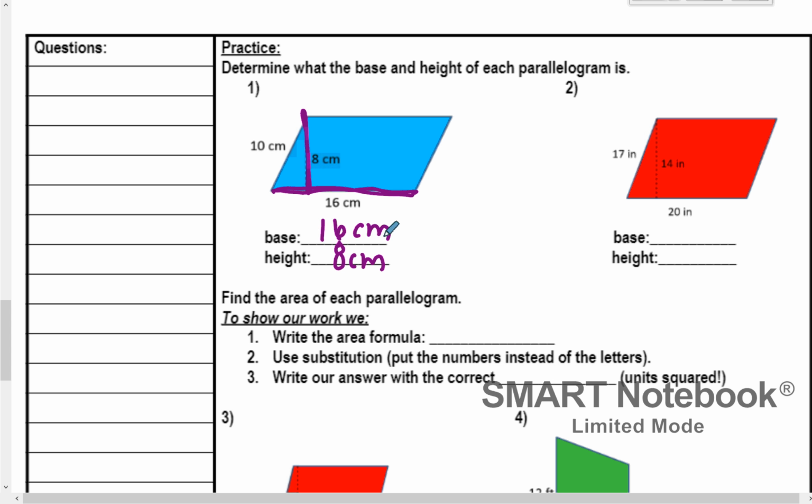Try this next one on your own. Pause the video, and then resume it when you're ready to check. The base of this parallelogram right here would be 20 inches. And the height is straight up and down, 14. Notice how this height is not 17. 17 is not straight up and down. See how it's slanted? Our height is always straight up and down, or straight left to right. It could be flipped, which we'll see in an example below.